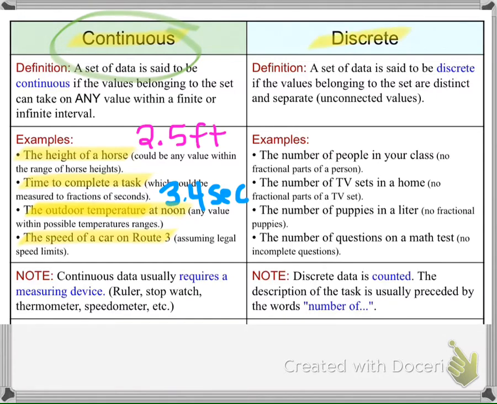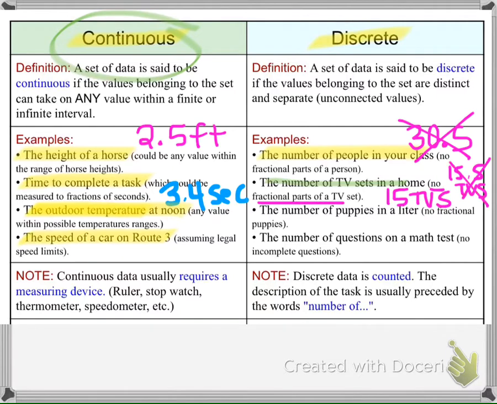Now, discrete would be if we were going to graph the number of people that are in our class. There can only be, for example, 30 people. You can't have 30.5 people in a class. That's not possible, to have a half of a person. Let's say we were graphing the number of TVs in people's houses. You can only have a whole number amount of TVs. There cannot be any fractional parts of a TV. For example, 15 TVs. We cannot have 15.5 TVs.